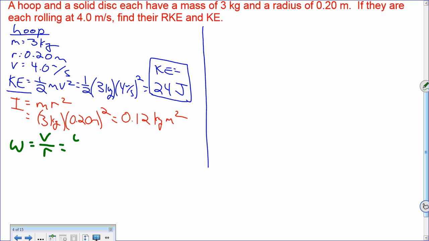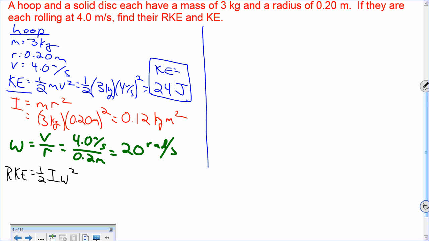So let's see, our velocity is 4 meters a second. Our radius is 0.2 meters. Divide this and you get 20 radians per second. Now we can find the rotational kinetic energy. So let's do that. RKE equals 1/2 I omega squared.